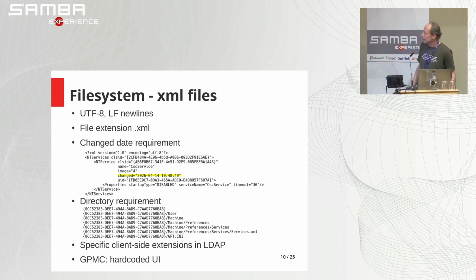And there's an example here, and I marked it yellow. You have to add the change date, and it has to change with every change in your file, or in your GPO. With the other ones, the file can stay constant even when you change stuff. If you want to change some LDAP flags or whatever, here you have to update the date as well inside the file, and it needs directories, and it needs client-side extensions, and it still has a hard-coded UI in GPMC.